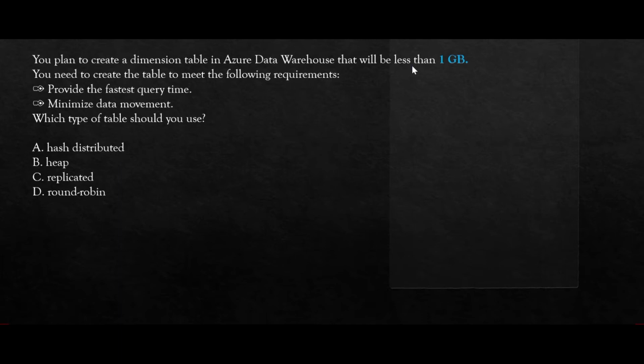But in our case, we are talking about a very small dimension table up to 1 GB. The right answer here is replicated, because earlier we had round robin for smaller tables, but now we have an option for replicated that helps you minimize the data movement, and it provides the fastest query time for such small tables. So we'll lock our answer here.